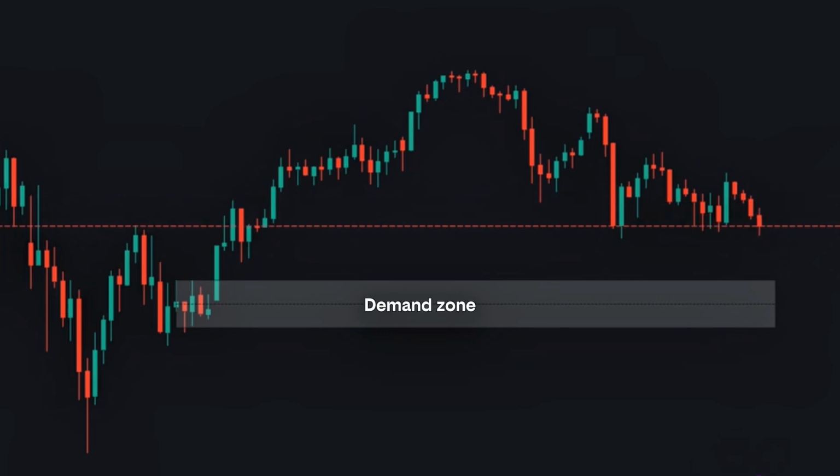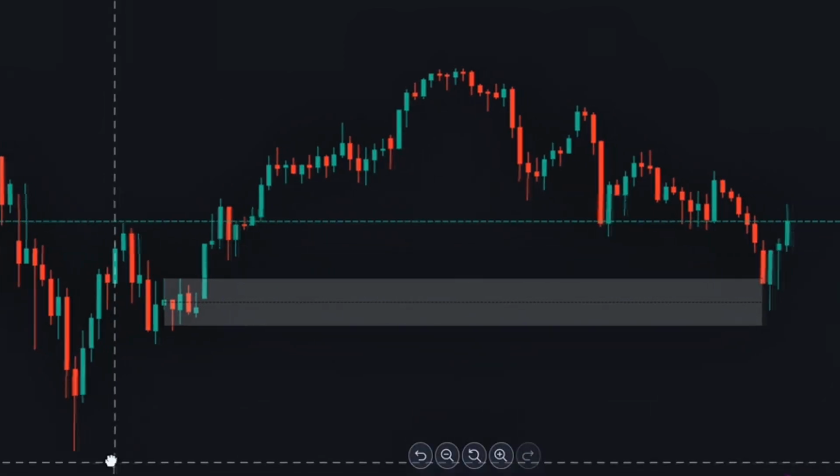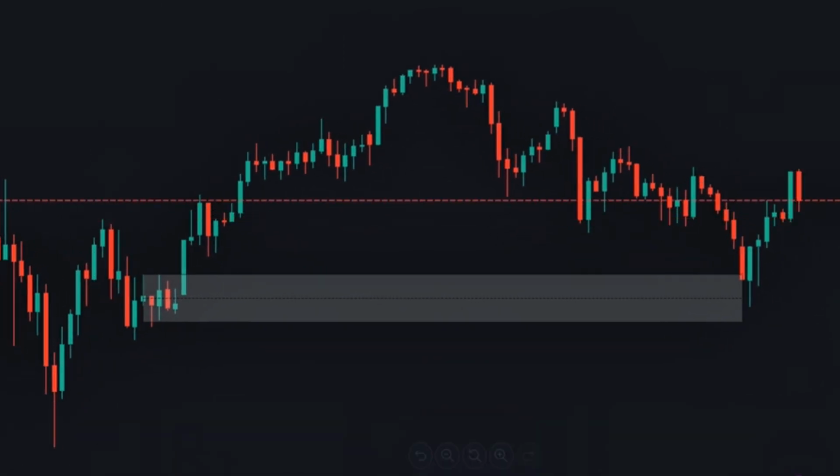It's simple, but not easy. If you mark every zone, you will lose. Not every zone is a supply or demand zone. There are some rules you have to follow before marking the zones.